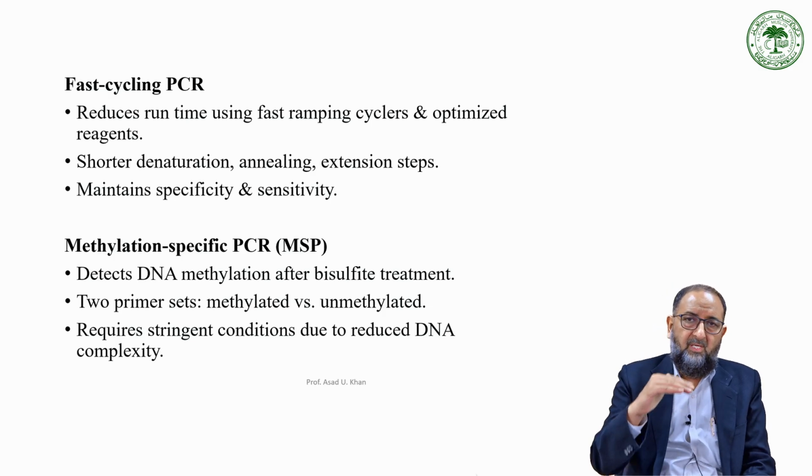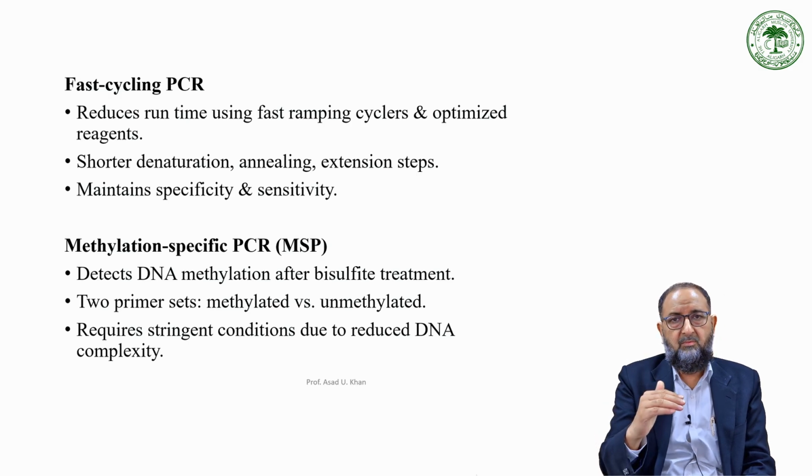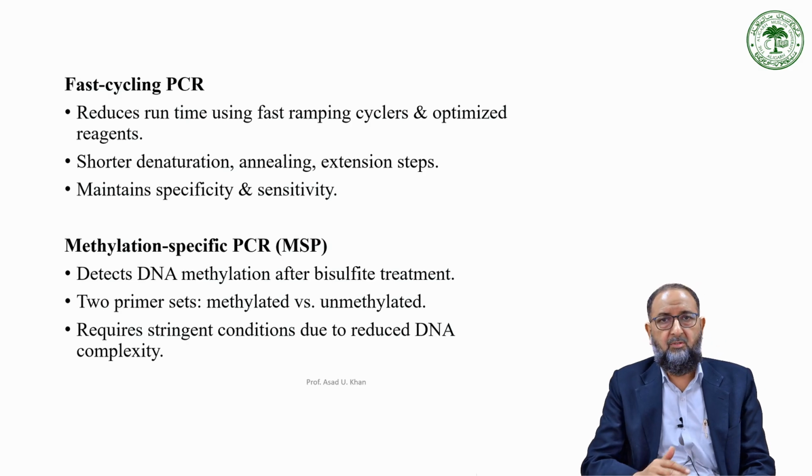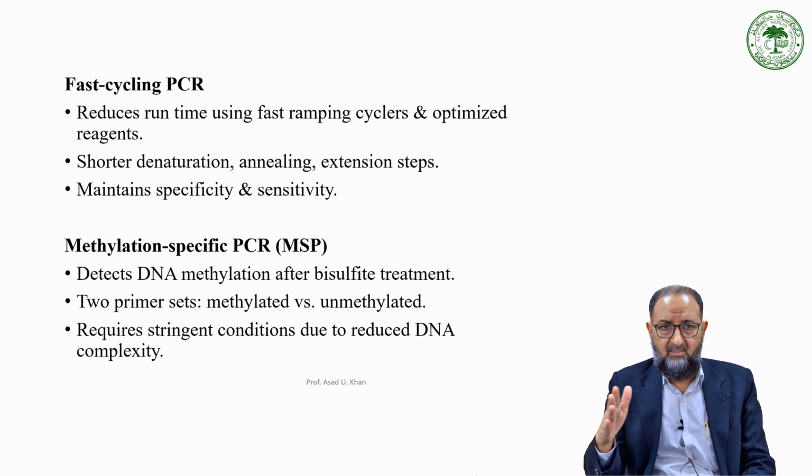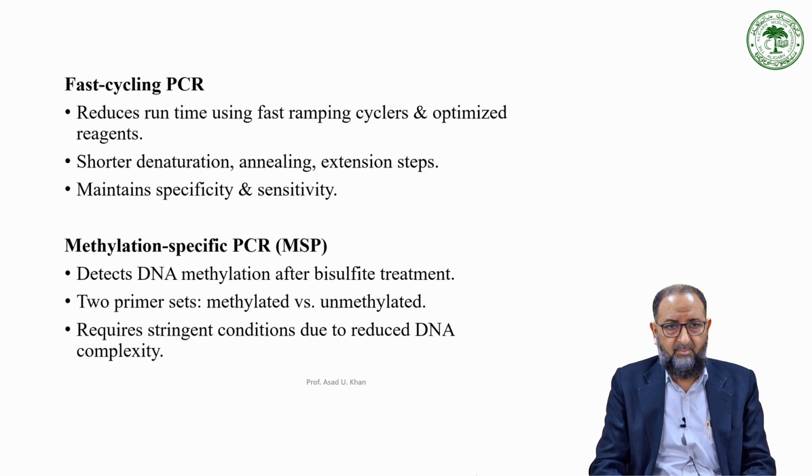For example, if you maintain 95 degrees centigrade, going from 95 degrees centigrade to an ambient temperature like 50, reduced by 30 to 40 degrees centigrade, happens in a very short time. So this is how you optimize the ramping time. Based on the ramping time, you can also optimize the reaction and the reagents.